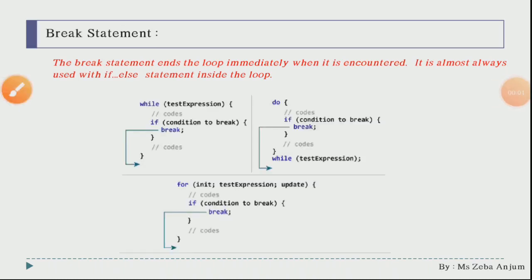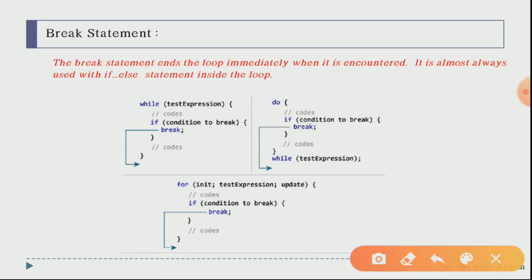Now see the examples. We have 3 loops, and we will study each of them one by one. The first one is the while loop: while test expression, then everything is inside your while loop. But please remember, students, that whenever you are using this break statement, there should be some kind of condition that should be satisfied in order for your break statement to be executed.